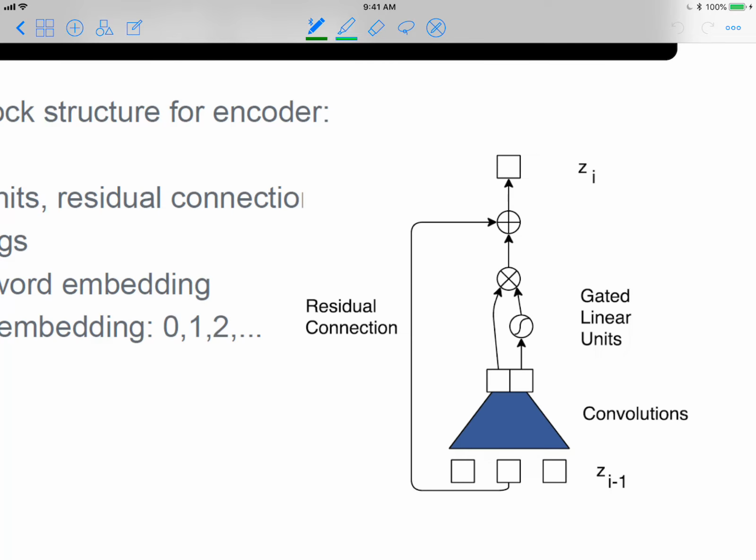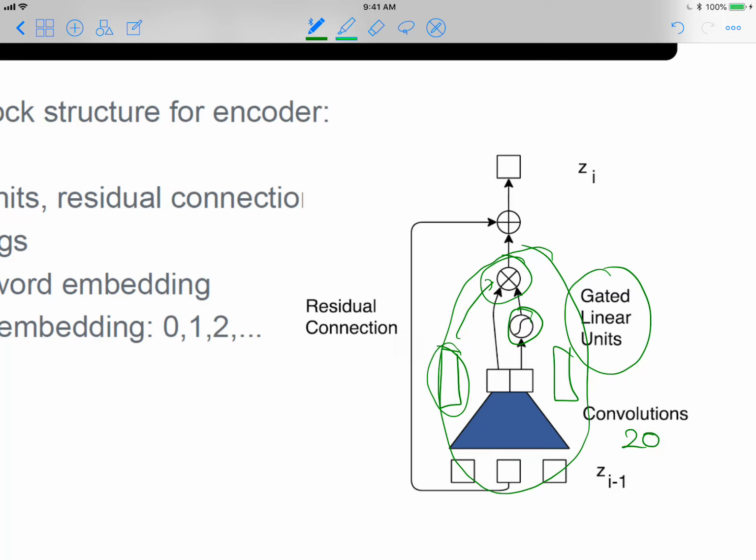So in that case, we can consider this situation as having 20 different convolution filters in a single layer, and then the first and the second vector that has the dimension of 10 for each. This one goes through the sigmoid, and then we do the element-wise inner product with the other one, right? So this part is called the gated linear units.